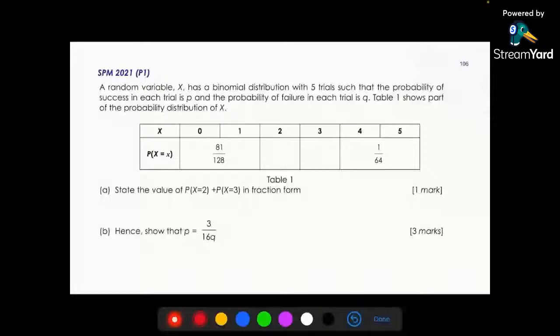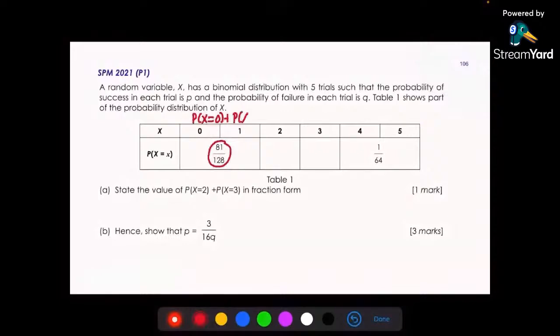So, dia bagi paper 1. A random variable X has a binomial distribution with 5 trials such that the probability of success in each trial is P and the probability of failure in each trial is Q. Table 1 shows part of the probability of X. So state the value of P(X=2) plus P(X=3) in fraction form. Kat sini kita nampak. So if you can see this clearly, this one yang 81/128, this one is actually P(X=0) plus P(X=1). Dia tambah kedua-duanya dapat yang itu.